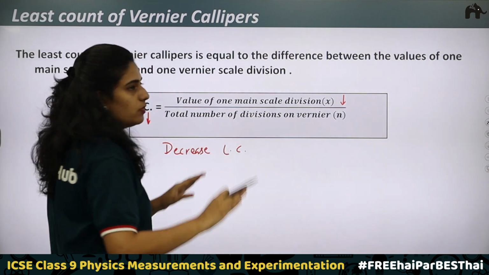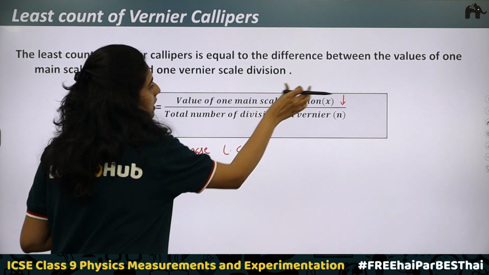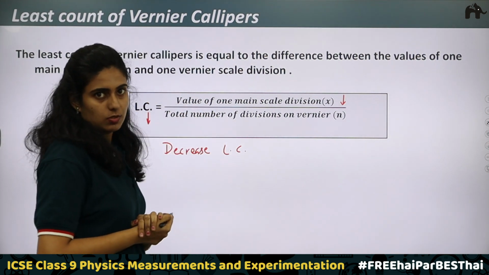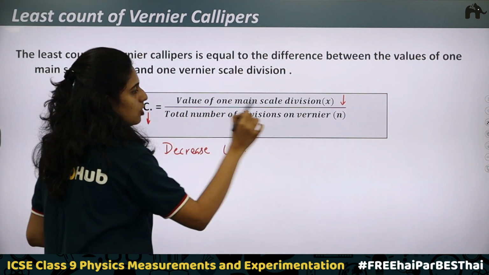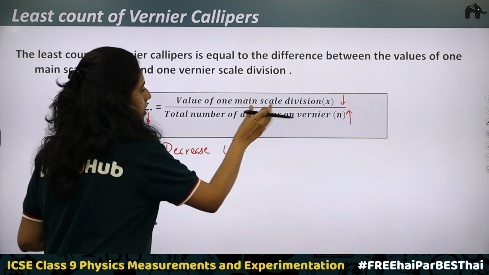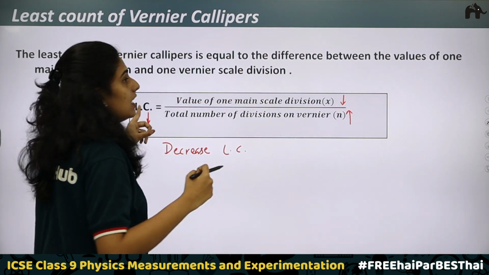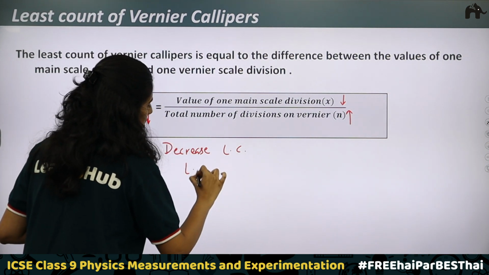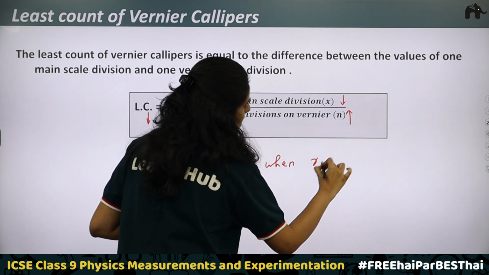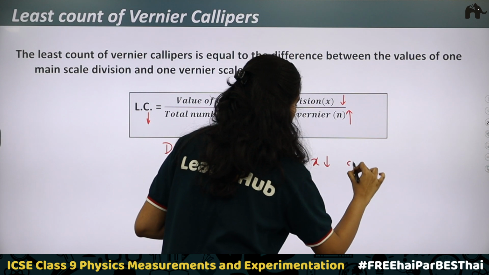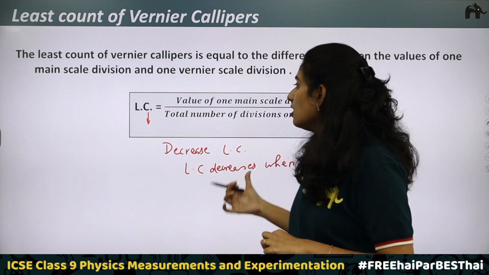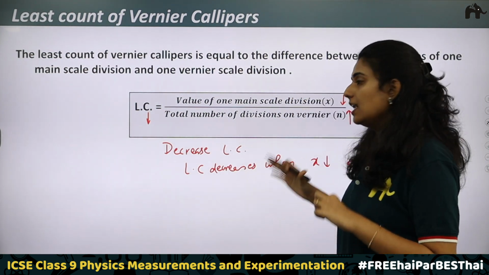The number of divisions we are holding constant. When I am decreasing the x value, that is the value of one main scale division, I can get a decreased least count. Or the thing that can be done is, x is kept constant and the n value is increased. Since they are inversely proportional, when the total number of divisions on the vernier scale is increased, the least count will decrease. So, least count decreases when x decreases or n increases. That is, the value of one main scale division decreases or the total number of divisions on the vernier scale increases.